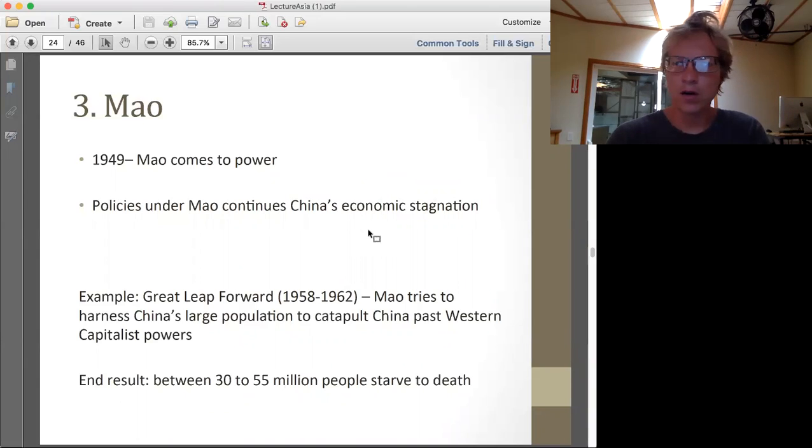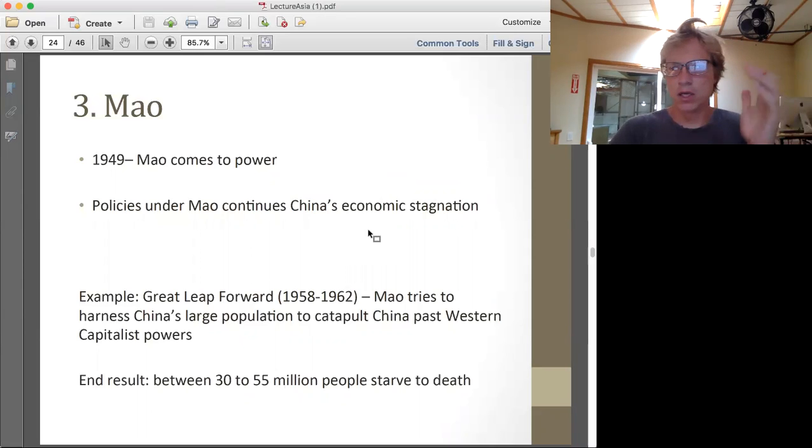period of stagnation. The foremost example is the Great Leap Forward, where Mao is essentially trying to use the population to propel China above Western powers, and actually they were also trying to propel themselves above the Soviets, because there's sort of like an inner socialist competition between the Soviets and China.